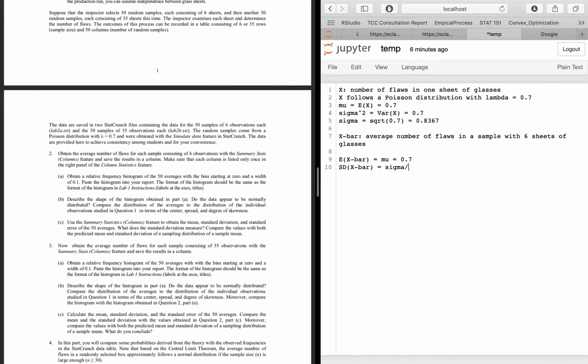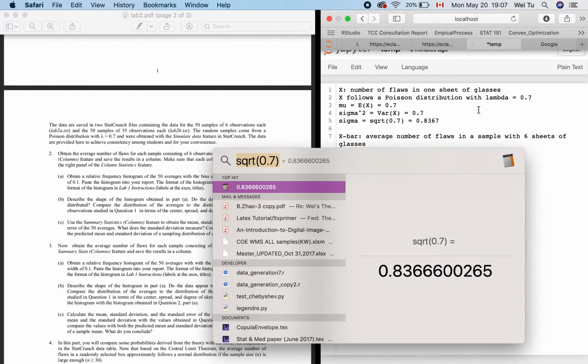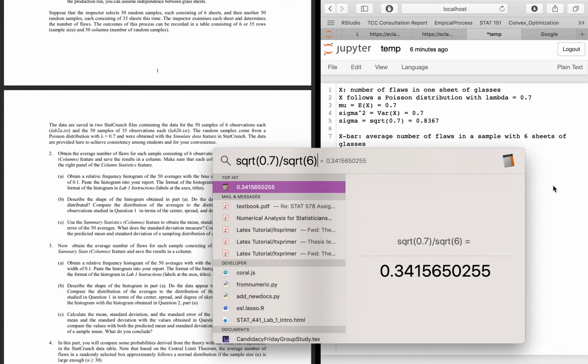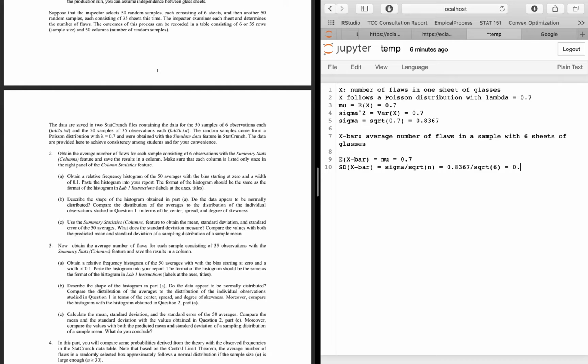equals sigma divided by the square root of n, which is 0.8367 divided by the square root of 6. So we basically have this divided by the square root of 6, which is 0.3415. That's what we expect. But how close is this to the sample we have here?